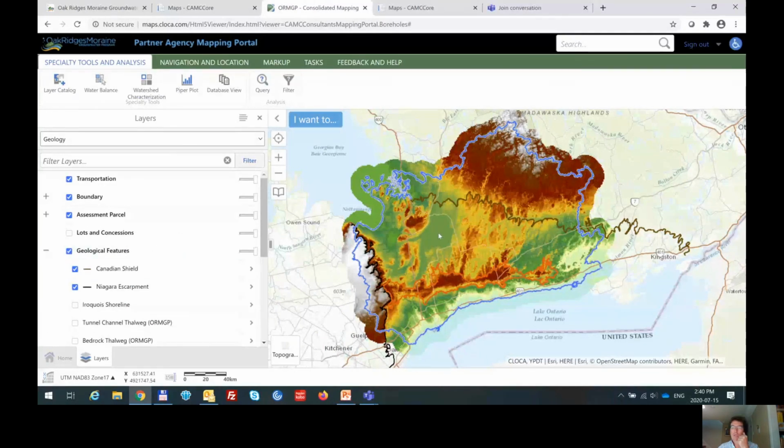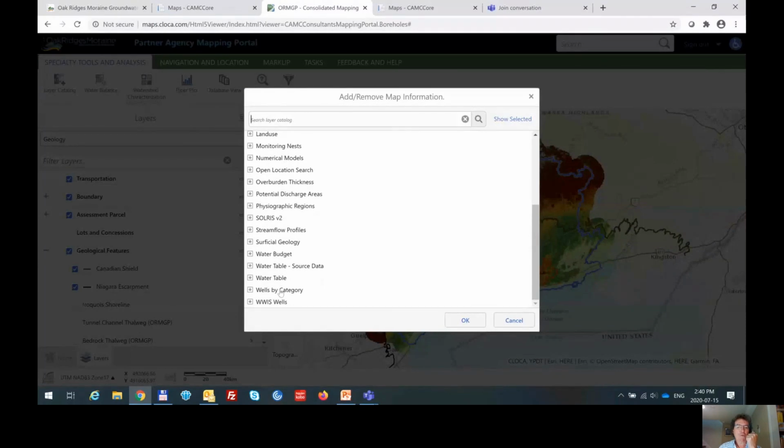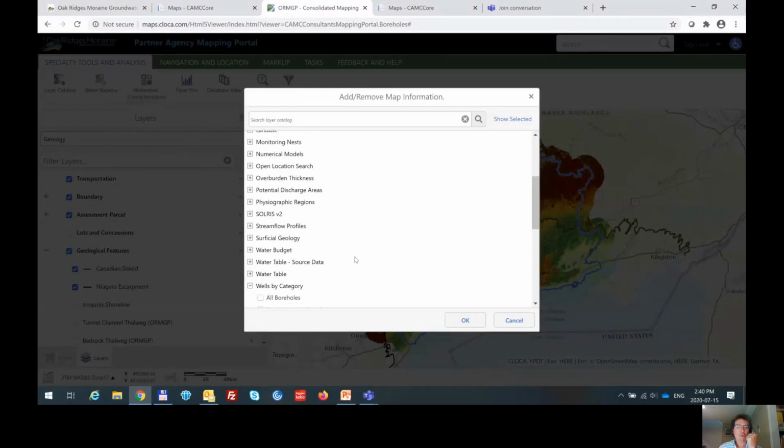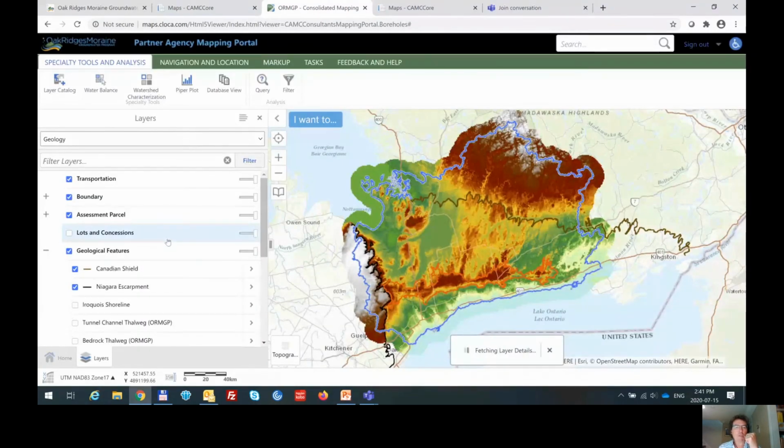Another thing that I also like to bring onto here, in this layer catalog, I can bring in all kinds of information from a lot of other themes. And a couple of useful ones that I find, I like to see flowing wells, I like to see higher quality boreholes, so PGMN boreholes. Boreholes where we have a supplementary log, so maybe we have a consultant's log or a researcher's log that we can compare to the MOE water well record. So I'm going to turn those on so that they can be at my disposal.